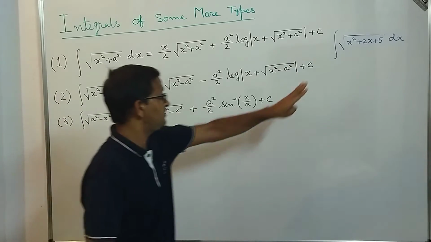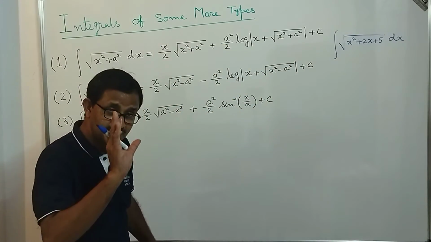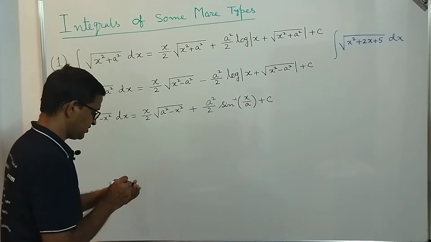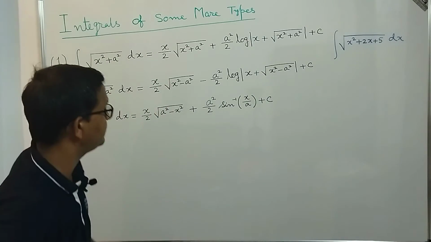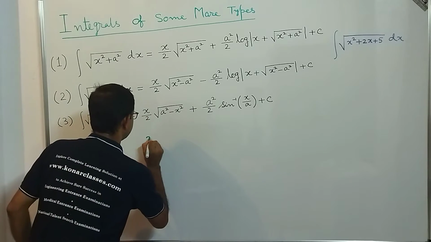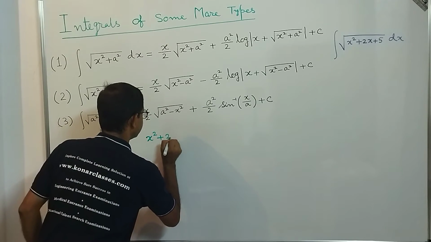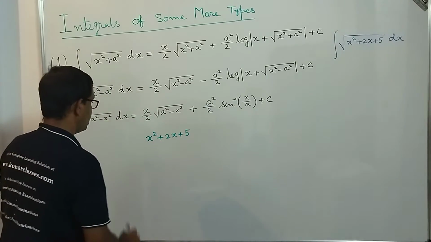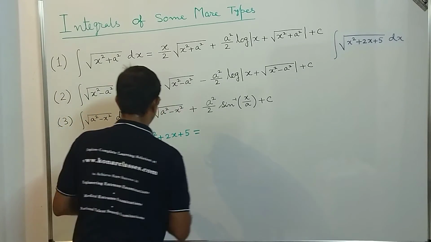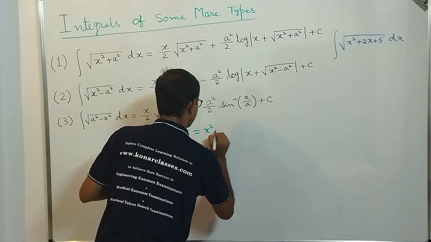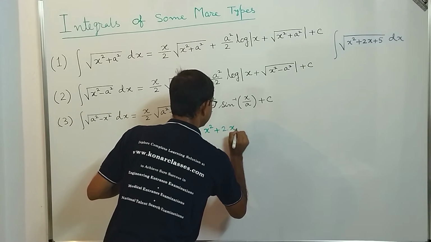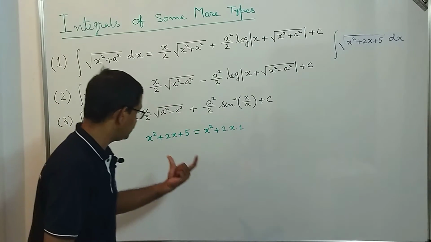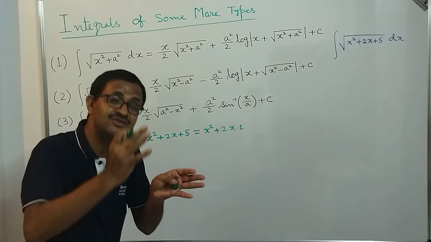So how to bring this into this category? Let's work on it. So for that, dear students, let's work on this particular one: x square plus 2x plus 5. Just concentrate on this quadratic expression. We can write this as x square plus 2 into x into 1. Why am I writing like this? As I said a few minutes back, we need to bring it into x plus something square.